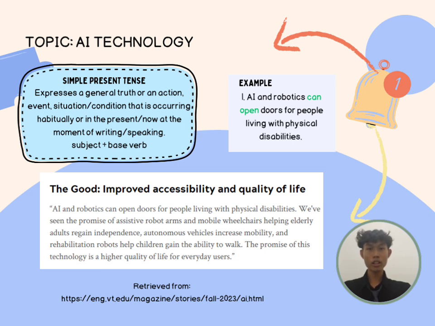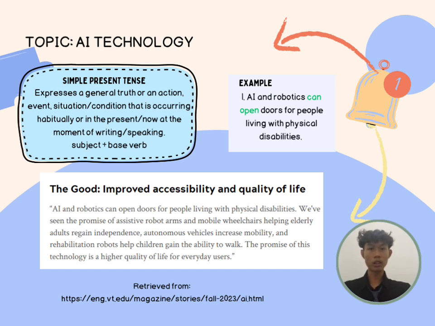Today, I will explain simple present tense, present continuous tense, and present perfect tense. First, what is simple present tense? This tense is used to express general truth or actions that are happening regularly or right now. The structure is simple: subject plus base verb.